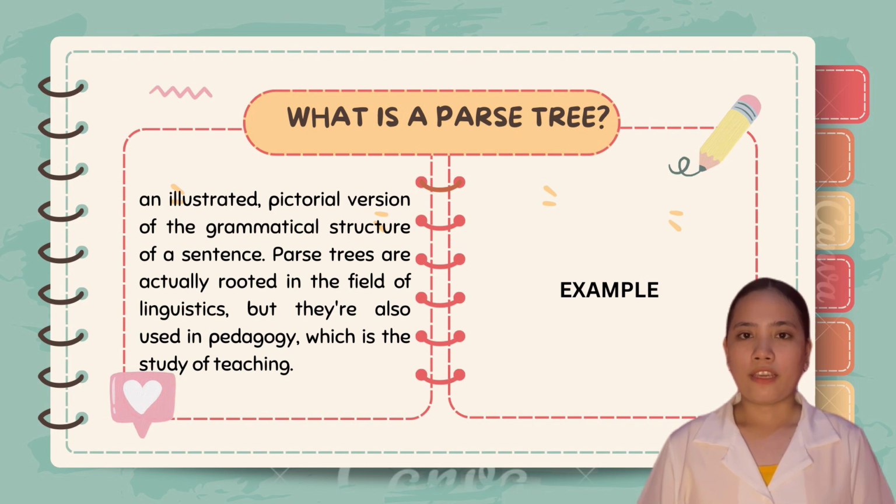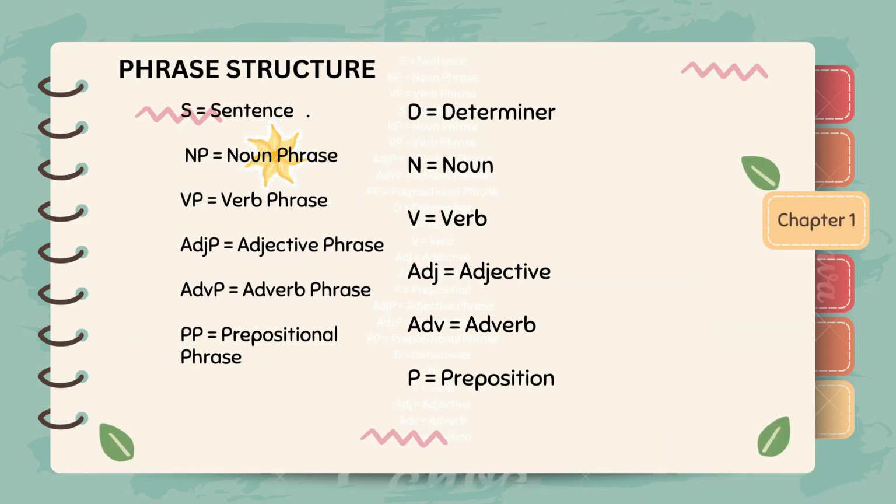What is a parse tree? It is about describing a sentence into its grammatical components and describing their syntactic role. Now that you know about parse trees, let's look closely at an example. You should be aware that parse trees usually follow the same key. Phrase structure: S sentence, noun phrase, verb phrase, adjective phrase, adverb phrase, prepositional phrase, determiner, noun, verb, adjective, adverb, preposition.